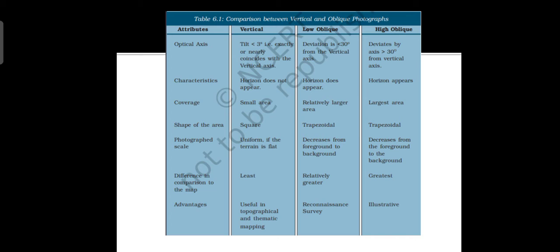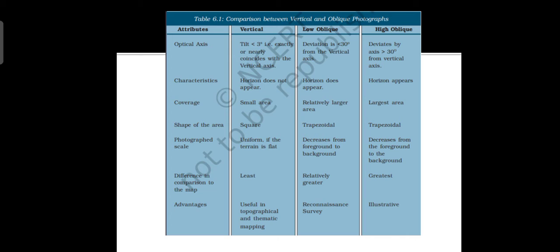Coming to characteristics, the horizon does not appear in vertical photographs, whereas in low oblique and high oblique photographs we have the horizon. Then the coverage: vertical photographs cover only a small area, while low oblique covers a relatively larger area, and high oblique covers the largest area. Then the shape of the area: a vertical photograph captures the area in a square, while the images formed in low oblique and high oblique photographs are trapezoidal in shape.